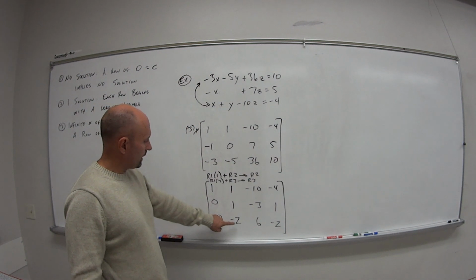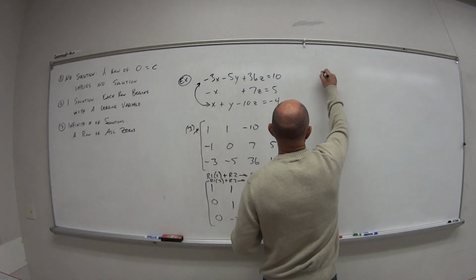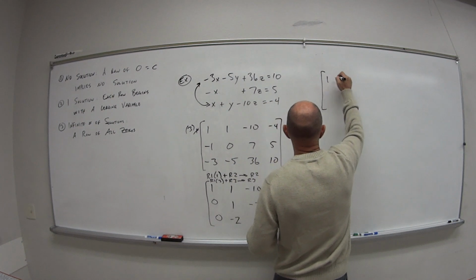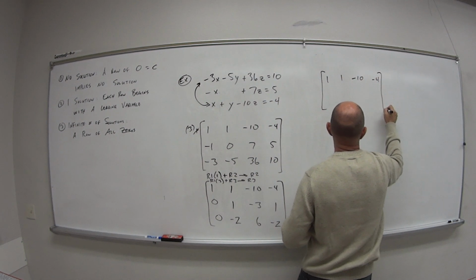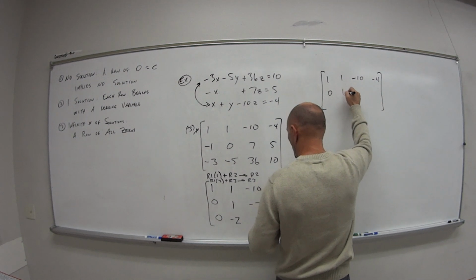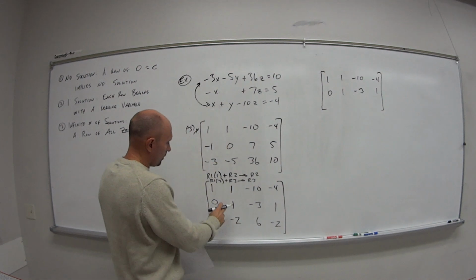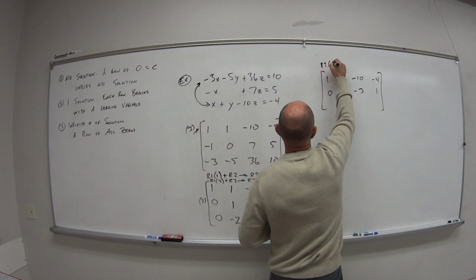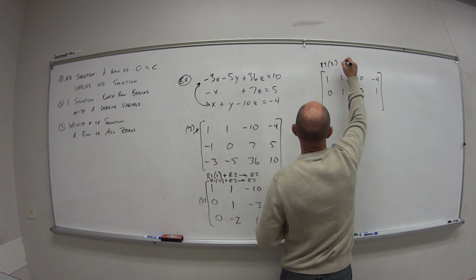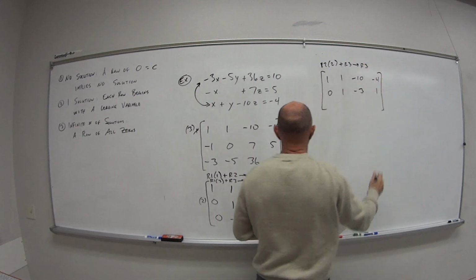So now I want to get a 0 down here where this negative 2 is. So I leave row 1 and row 2 alone. So I have what? 1, 1, negative 10, negative 4. 0, 1, negative 3, 1. So I have to do what? I have to multiply this row by 2. So I'm doing row 2 times positive 2 plus row 3 gives me a new row 3.